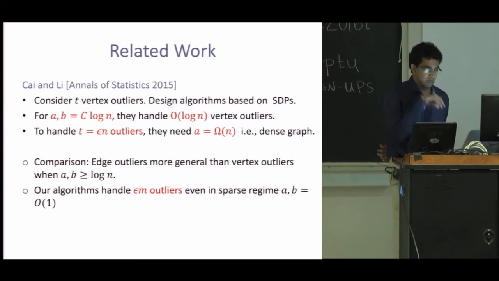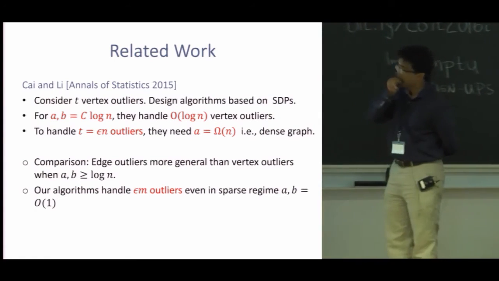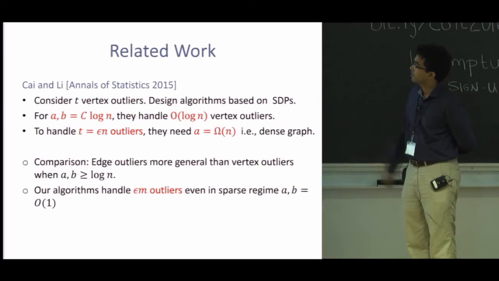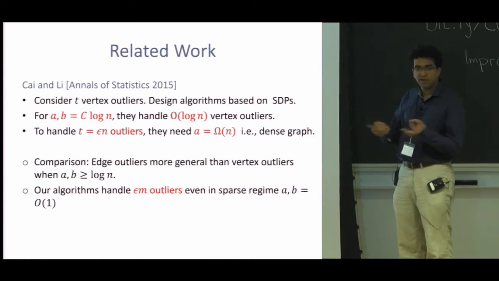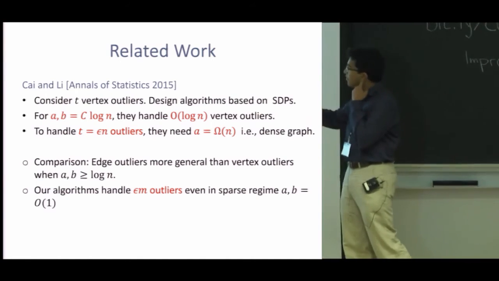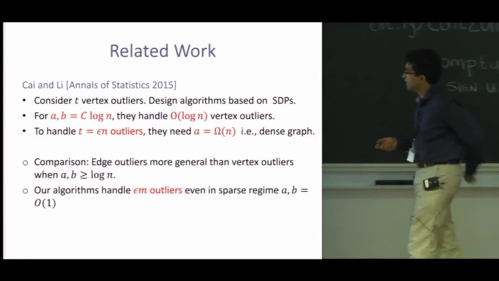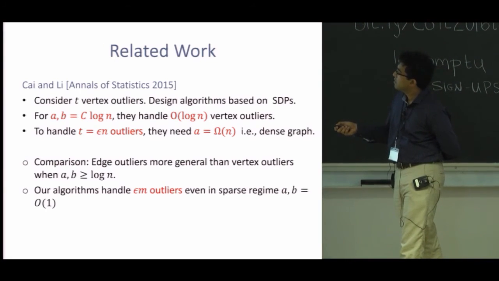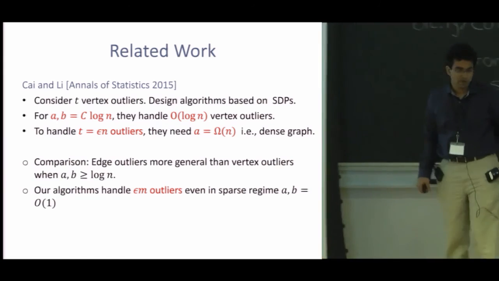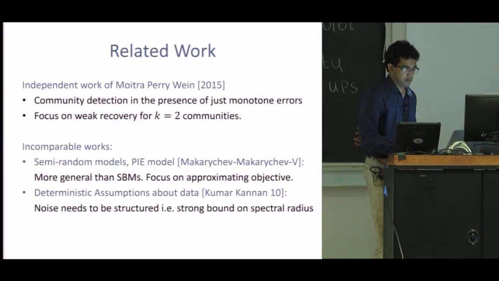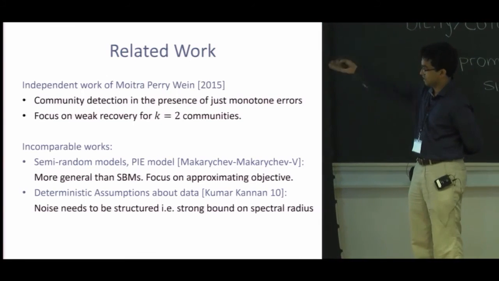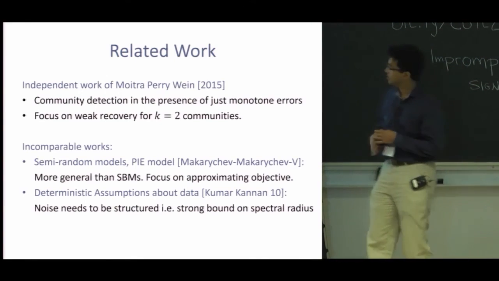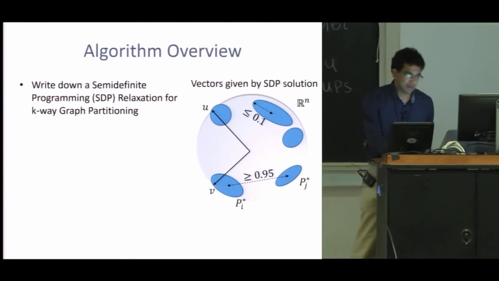Okay, so there is some related work. Tai and Lee looked at a different kind of outlier model, where there is a stochastic block model but with vertex outliers, and edge outliers are in general more general than vertex outliers. For them to allow for an epsilon fraction of outliers, they need the graphs to be dense, whereas we work in the sparse regime as well. There's also some related work by Moitra, Perry, and Wein for monotone adversaries, and some incomparable works on more general block models. But let me skip this, and let me conclude.